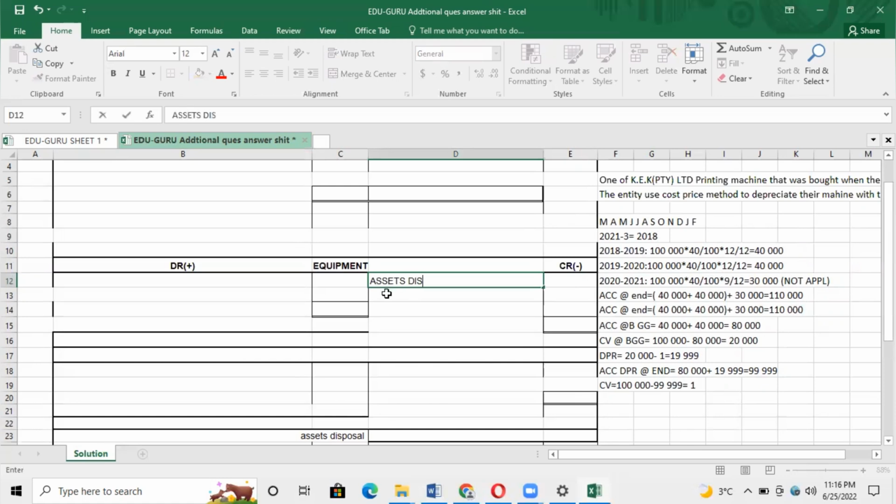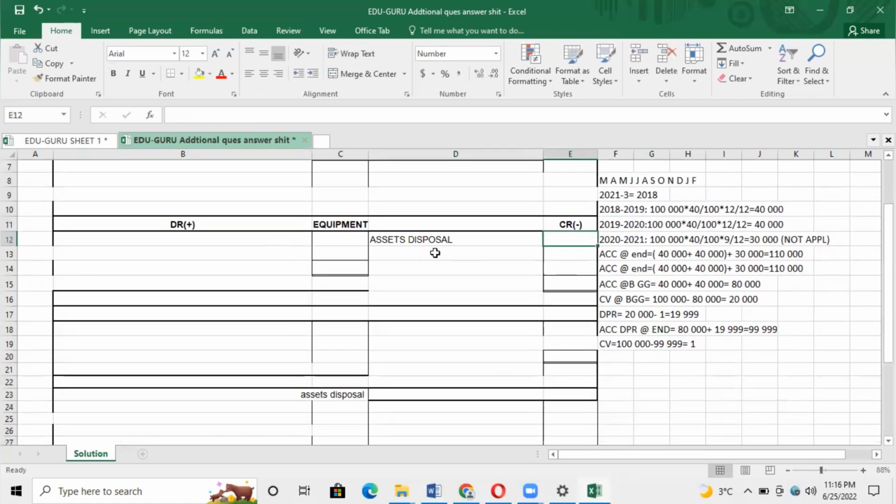Assets disposal. Remember what I said to you guys earlier: whenever you have an asset disposal in the equipment account, the very same amount that we take into consideration there, you are going to write again in your asset disposal account, on the debit side. Why? Because you are applying the double entry principle.